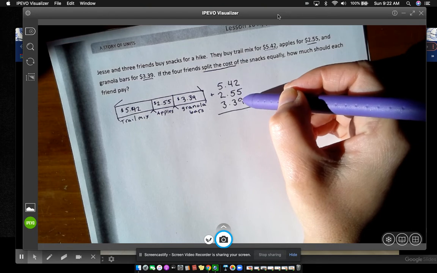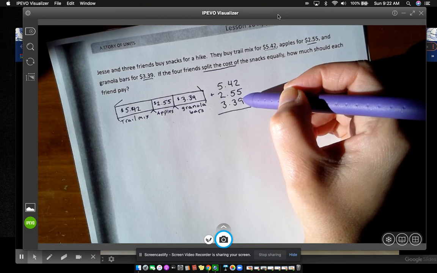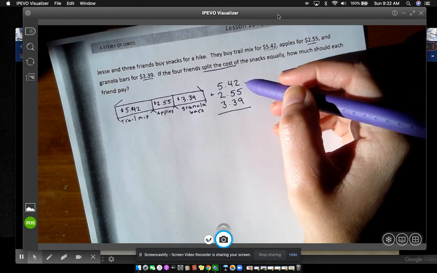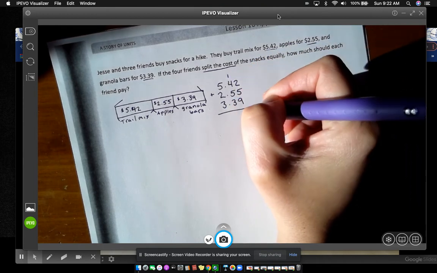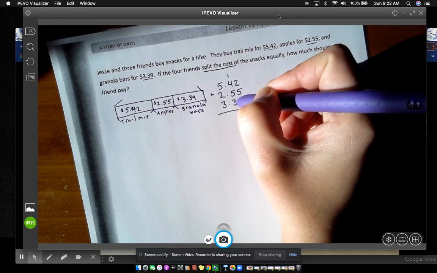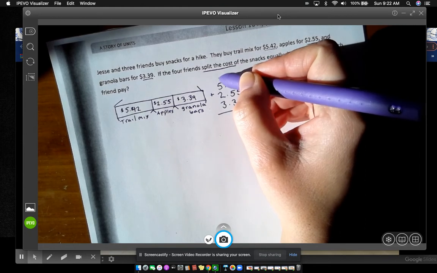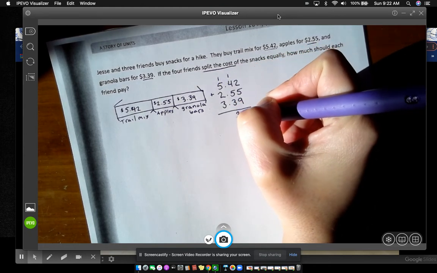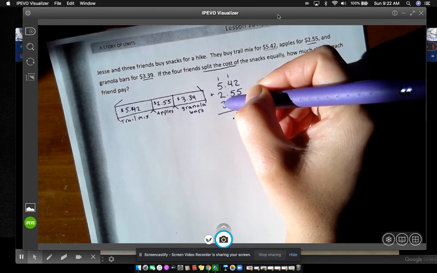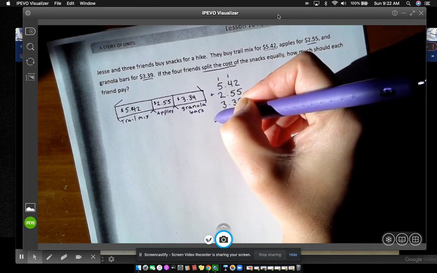Well, I know 9 needs 1 more to get to 10. So if I take 1 out of 5, I have 4 left. So 10, 4, 14, and 2 more makes 16. 5 and 3 make 8, plus 2 more makes 10, 2 more makes 12, and 1 more is 13. Bring down my decimal point. And 2 and 3 makes 5. 5 and 5 is 10, and one more is 11.